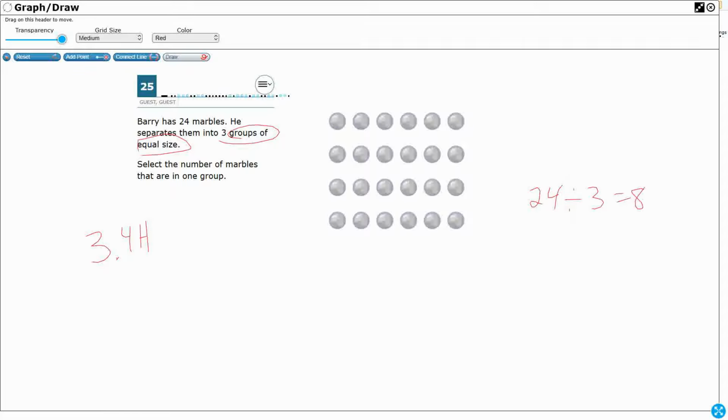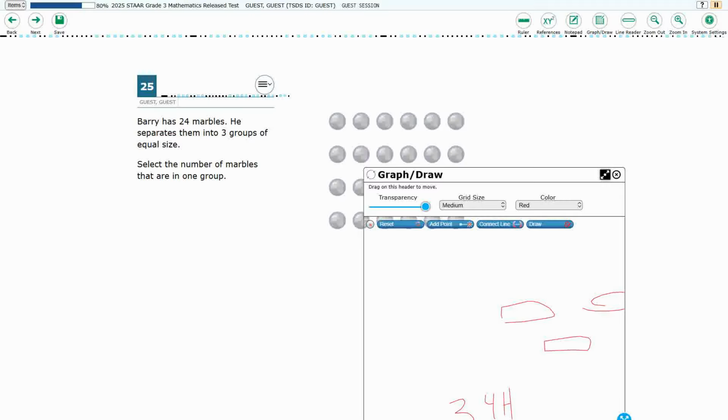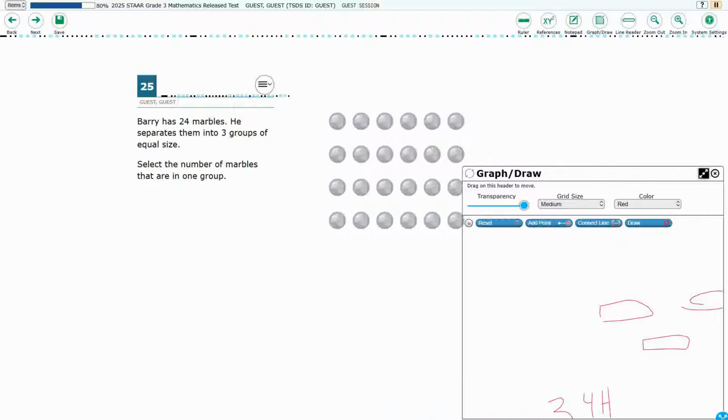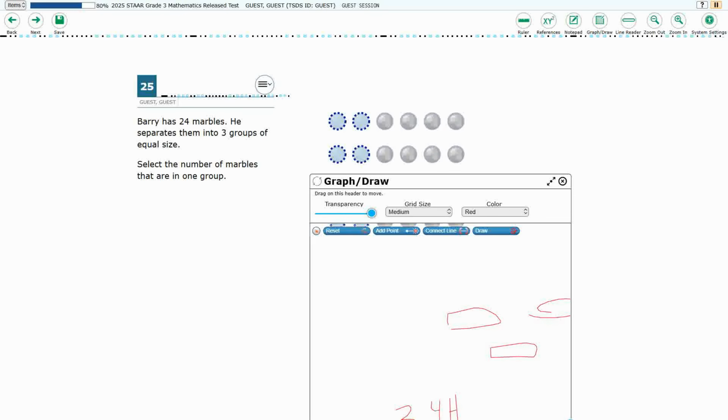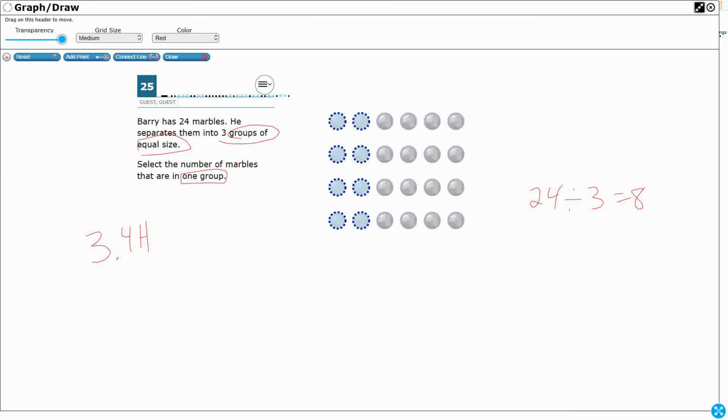I just need to select 8 because it says I need to select the number of marbles that are in one group, one equal group, 8, 16, 24. That's it. We don't need to overthink this. And so I need to select any 8. Any 8 is going to work. So 1, 2, 3, 4, 5, 6, 7, 8. Right? If we wanted to do it vertically like that, we could see that we've got equal groups like this. Not with rows, but we can see them with columns.